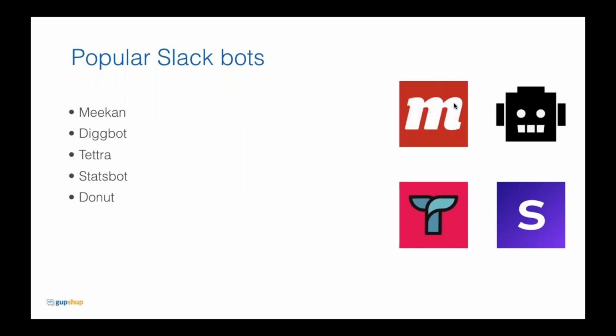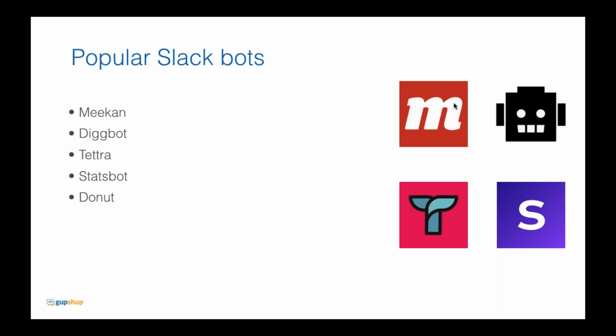Here are some of the popular Slack bots if you haven't already used them. I think Meekan is one of the most popular, which really simplifies creating and scheduling meetings with your colleagues, a task which is actually quite painful if you have to do it manually. They claim to have analyzed and scheduled about 50 million meetings so far, which is a staggering number.